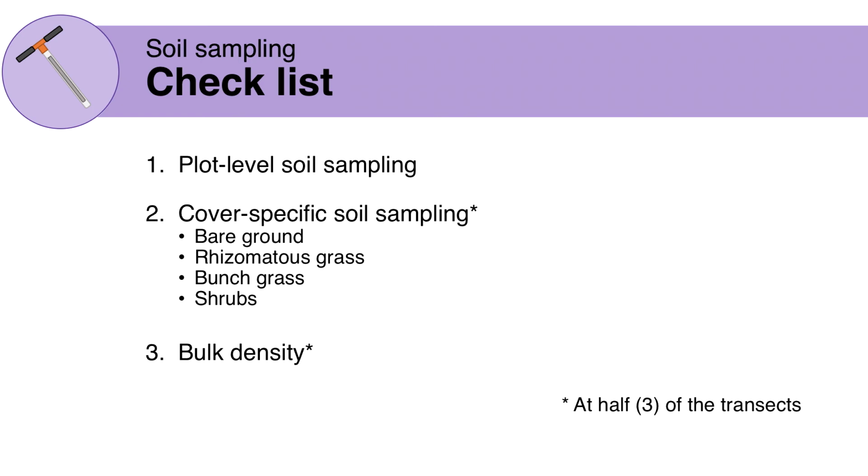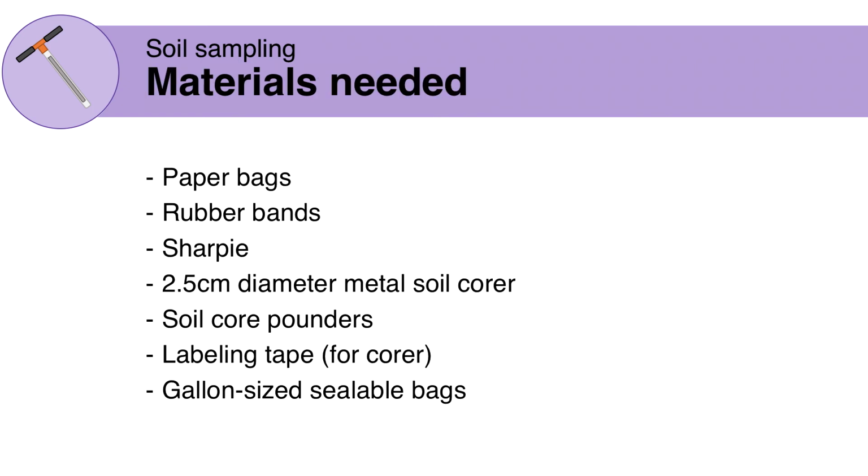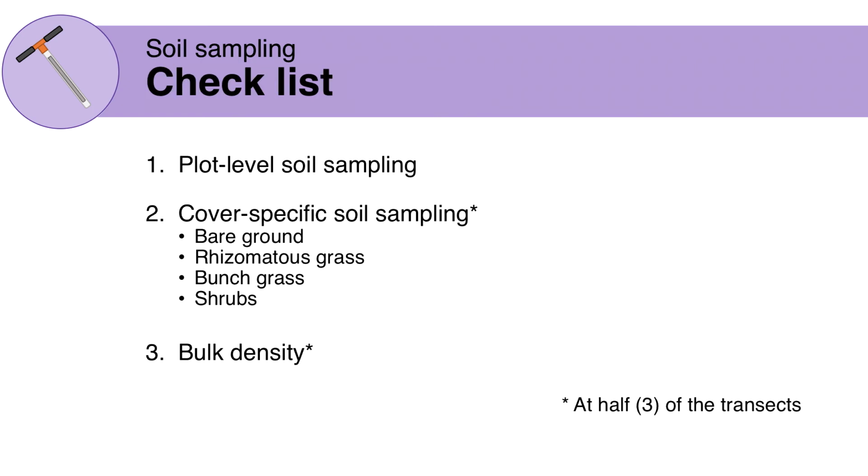So to recap, we'll have plot level soil sampling at all 6 of the transects, and then at half of the transects, there will also be cover-specific soil sampling for 4 cover types and bulk density sampling.